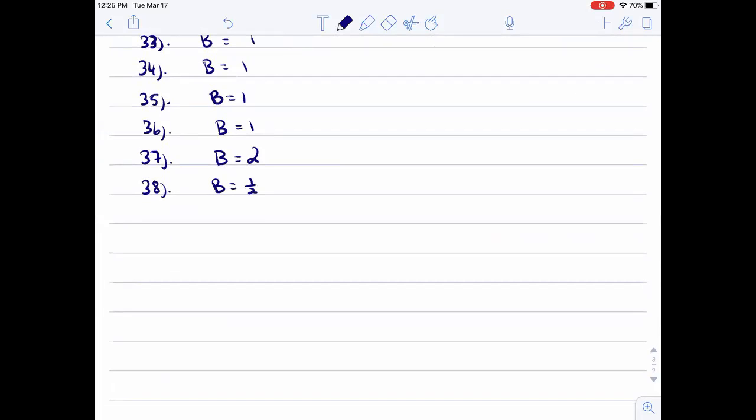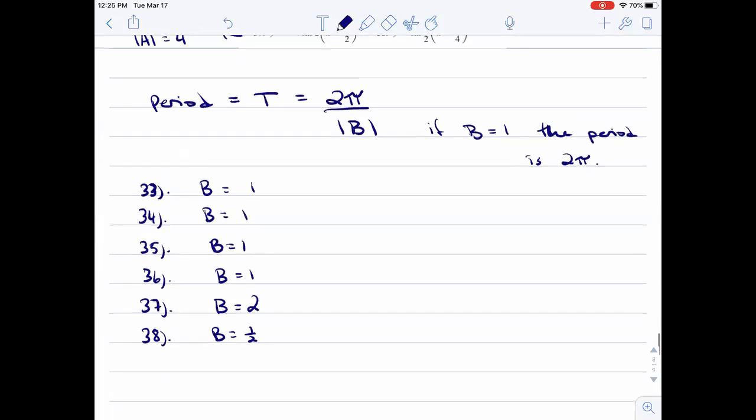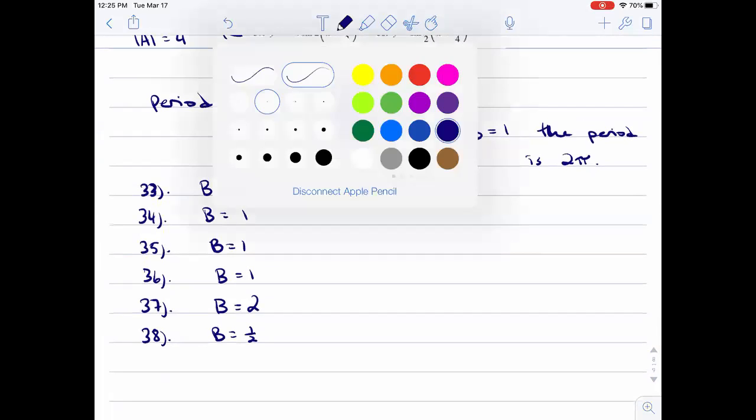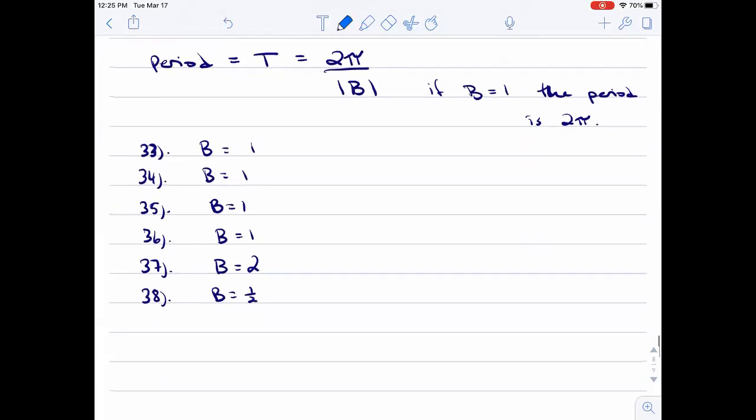What's important though is B is not your period, right? 2 pi over the absolute value of B is your period. And so here, if B is 1, then we've got a period of 2 pi. And I'll just do ditto signs all along here because I'm lazy. It's going to be the same.